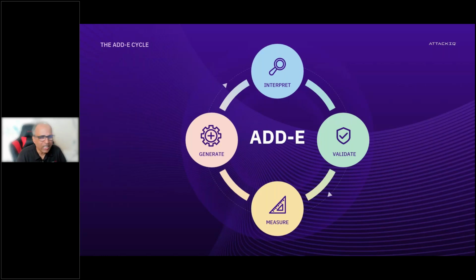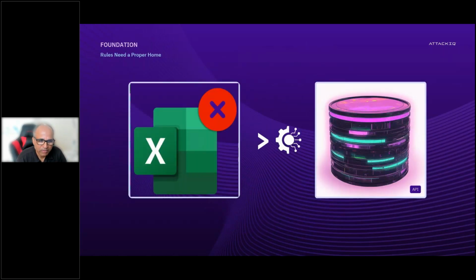But for any of these things to work, you need a solid foundation, right? Our rules need a proper home. It can't be an Excel spreadsheet. Why? Because our rules need proper structure, proper data model, and proper relationships. That's why we built this service called Detection Rule Manager service, which Joe will later cover in the demo.